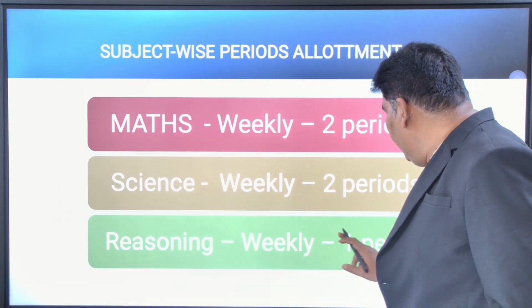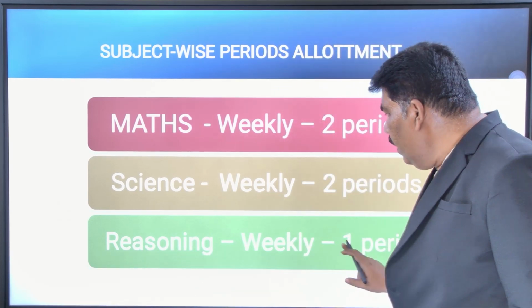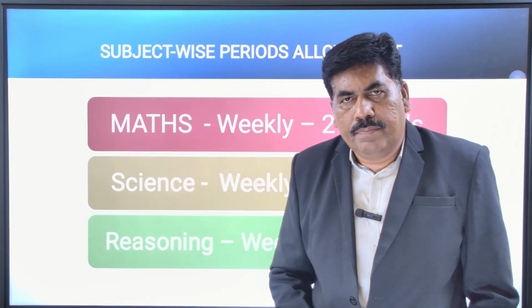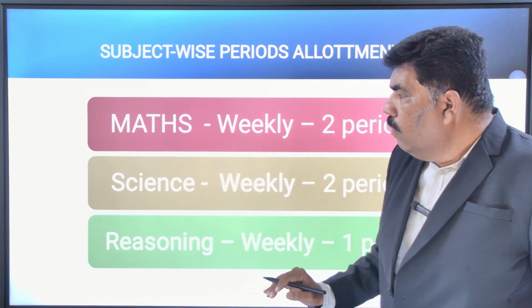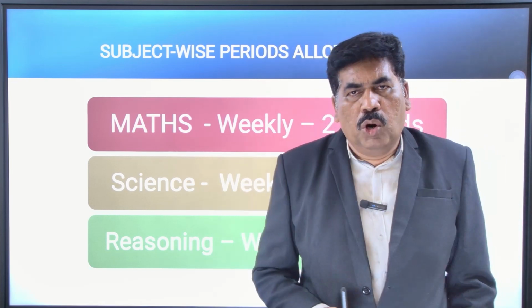For reasoning, weekly 1 period to be allotted. In the same way, for English also, weekly 1 period to be allotted. So, on the whole, weekly 6 periods are required to complete this portion.